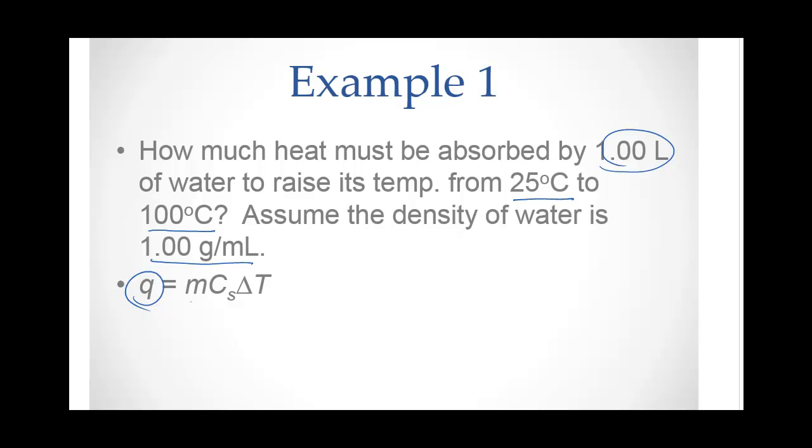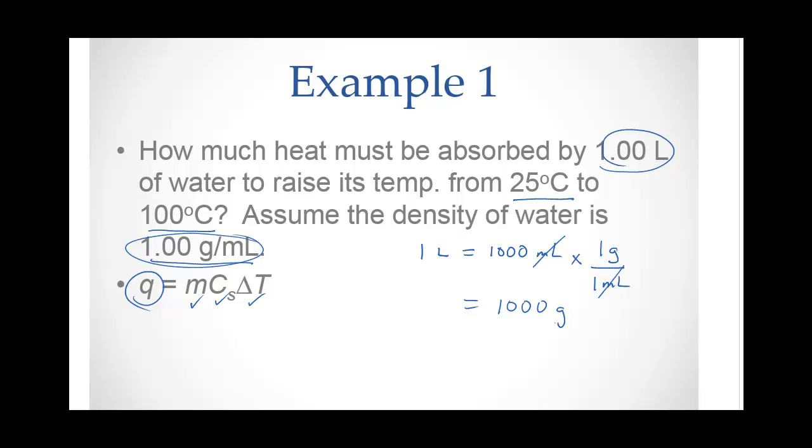So we need to know the mass of the water, we need to know its specific heat capacity, and we need to know the change in temperature. All those will factor in. Is the mass given? Not directly, but we know the volume. And the density of water is about 1 gram per milliliter. Well, 1 liter, you should know, is 1,000 milliliters. And if water is 1 gram per milliliter as a density, that means we have 1,000 grams of water. So we do know the mass.